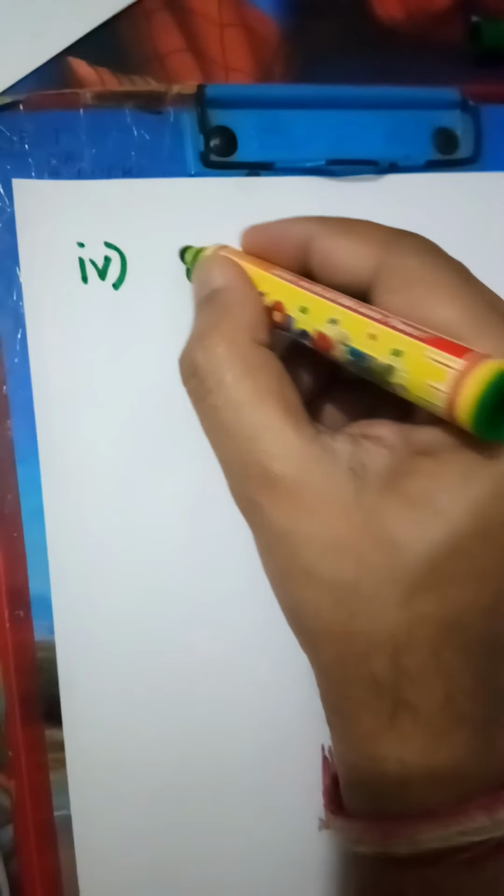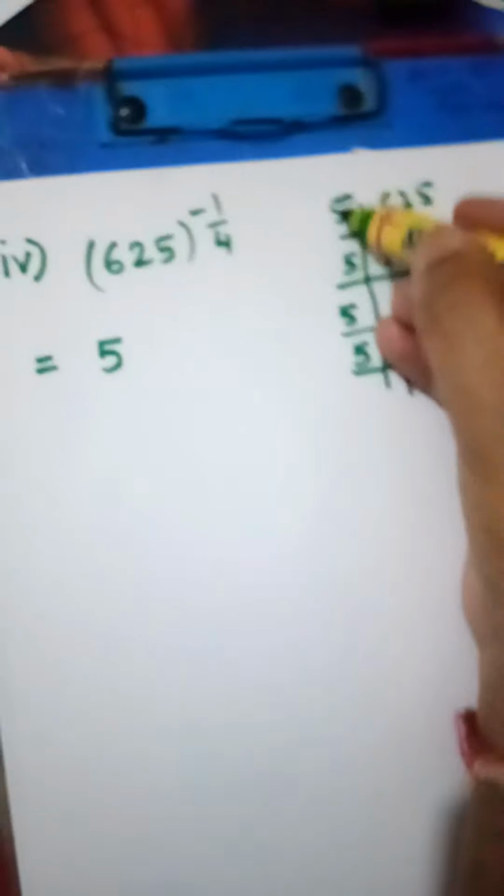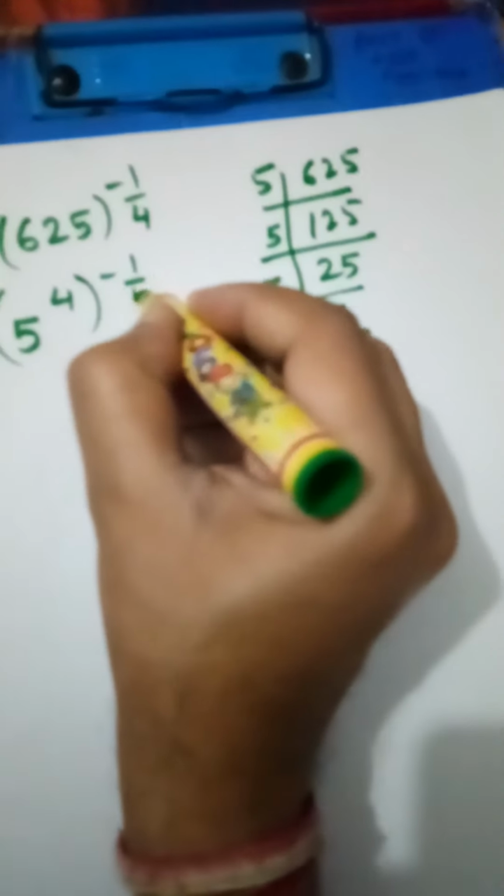Now if we have parts like this, suppose our next part, the fourth part, is 625 raised to power minus 1 upon 4. Again, do the factorization of 625, students. It will be easily divisible by 5. 125, with again 5, 25, with again 5, 5, and with 5 again as 1. So we have got it as 5 raised to power 4, and the whole raised to power minus 1 upon 4.